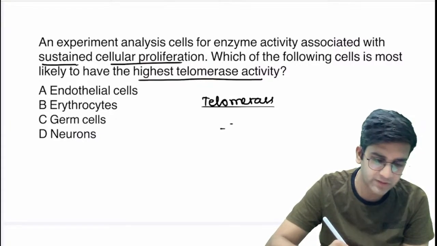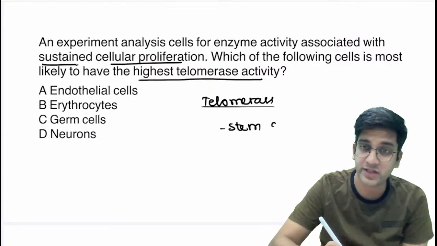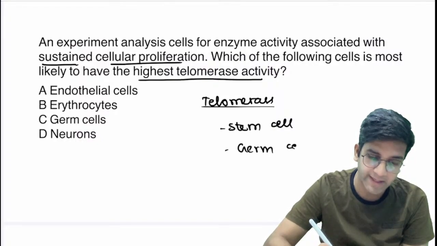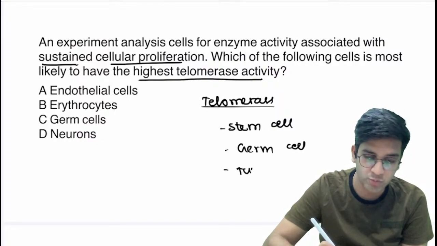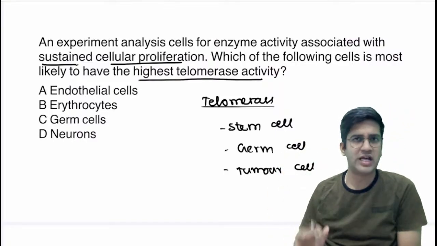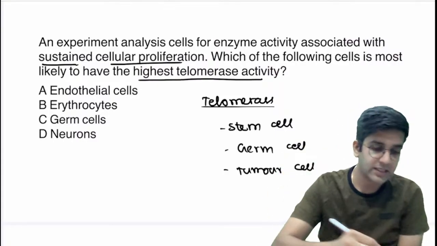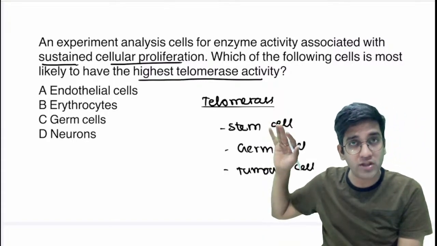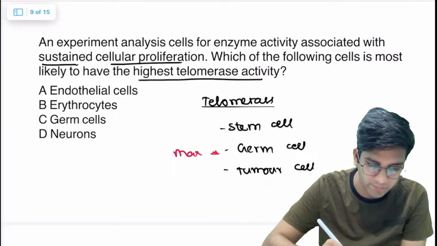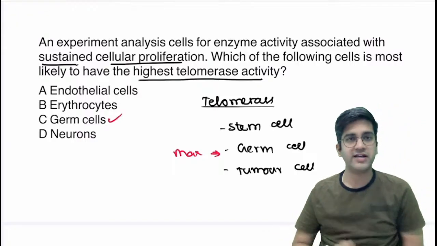There are 3 options for me. Stem cells will have telomerase, right? Your germ cells will have telomerase, and also the pathological tumor cells. In tumor cells, there will be re-expression of telomerase. That's what happens in tumor cells, right? Of these, even if all the 3 options are there, the maximum quantity is obviously in your germ cells, right? So germ cells is the right answer.